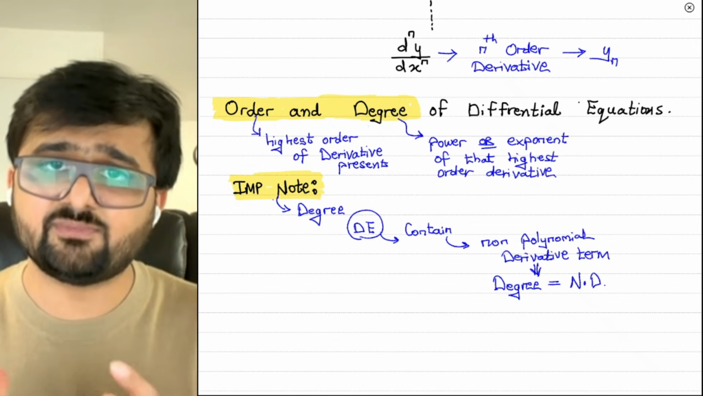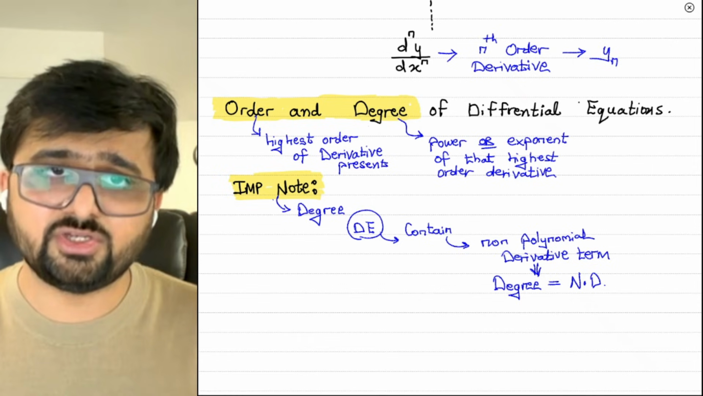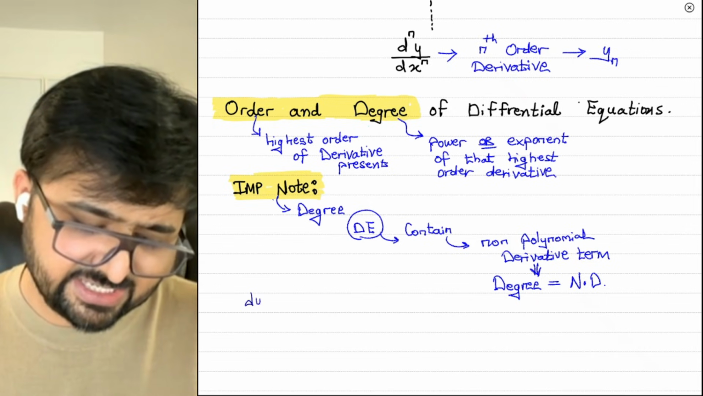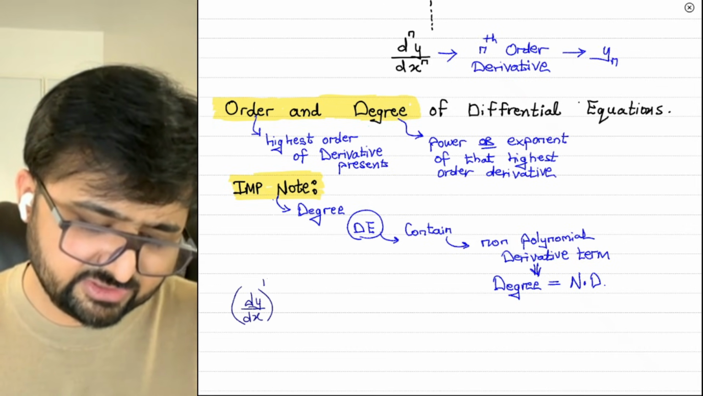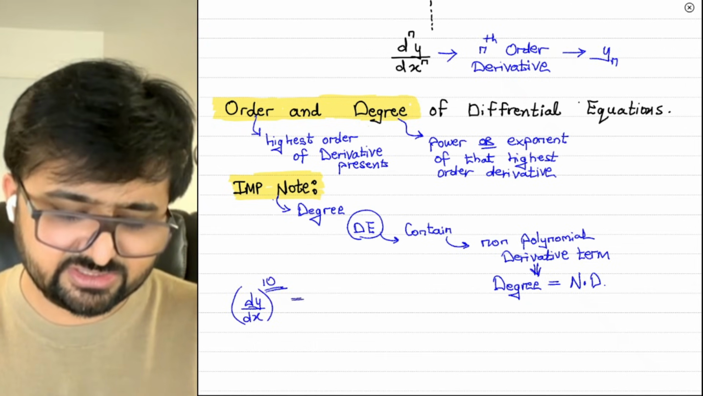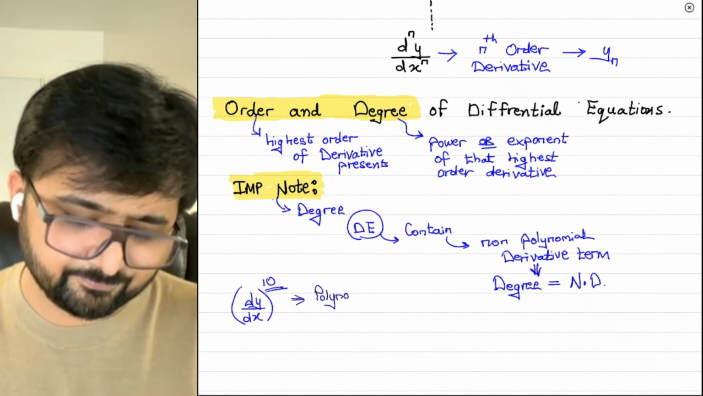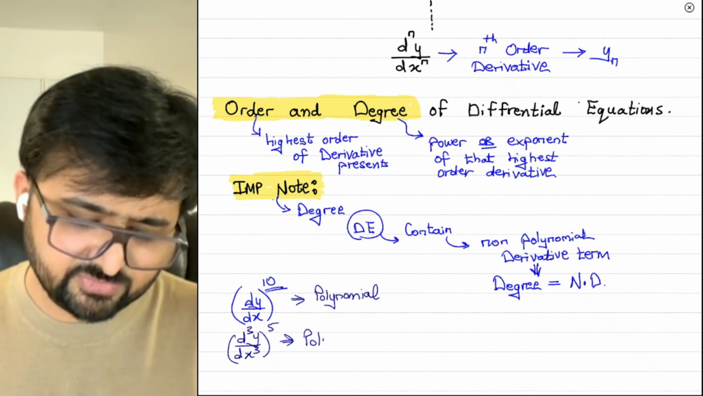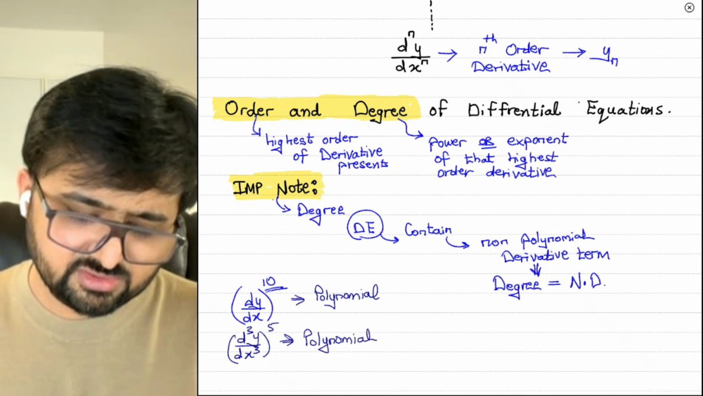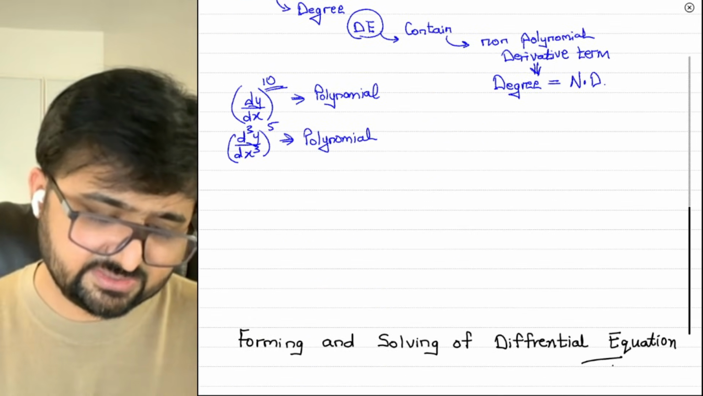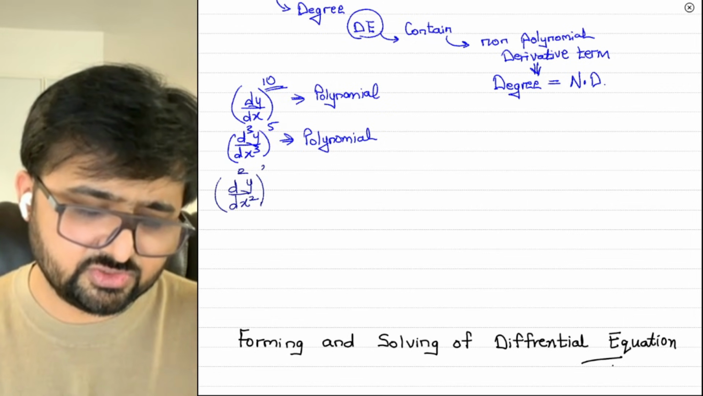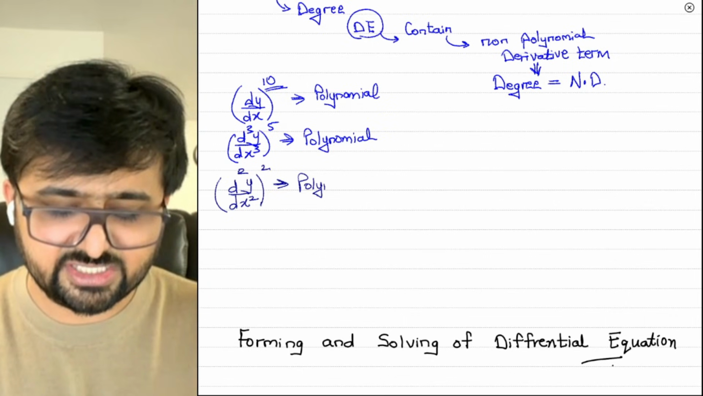Let me give you an example to show what we mean by a non-polynomial derivative term. To understand that, let's see what a polynomial derivative term is. So let's say I have (dy/dx)^10. Since this is dy by dx to the power 10, this is a polynomial derivative term. Let's say I have (d^3y/dx^3)^5. This is also a polynomial derivative term. Let's take one more example. If I have (d^2y/dx^2)^2, this is also a polynomial derivative term.